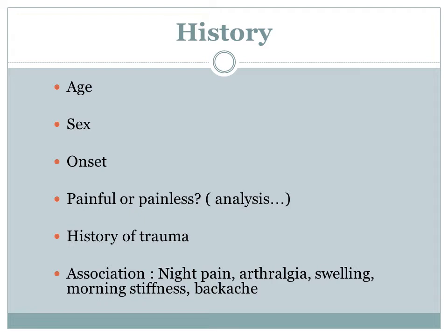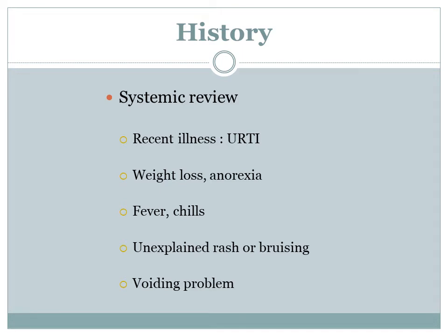Also, the association of the history with night pain, with arthralgia, with swelling, with morning stiffness or backache, some factors may give you a clue about the diagnosis, like these etiological factors are present, for example, in the inflammatory joint disease. Also, in the history, it's very important to do a systematic review of presence of a recent illness, like the recent urinary tract infection, for example, which is a source of septic focus for the presence of infection.